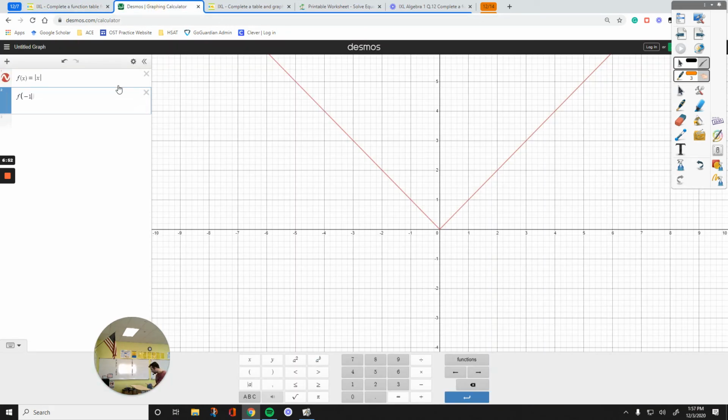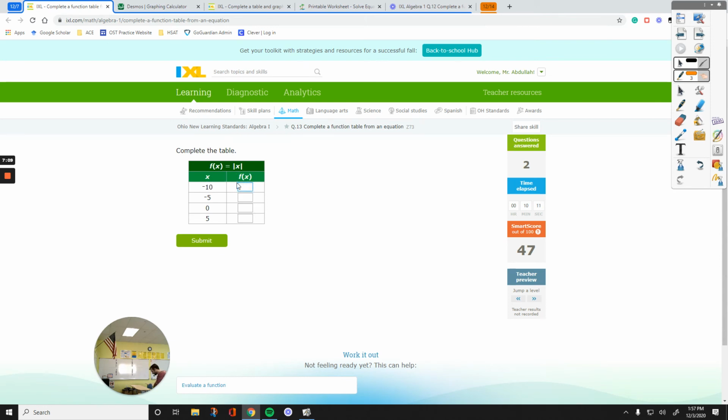F of -10, f of -5, f of 0, and then f of 5. 10, 5, 0, 5.